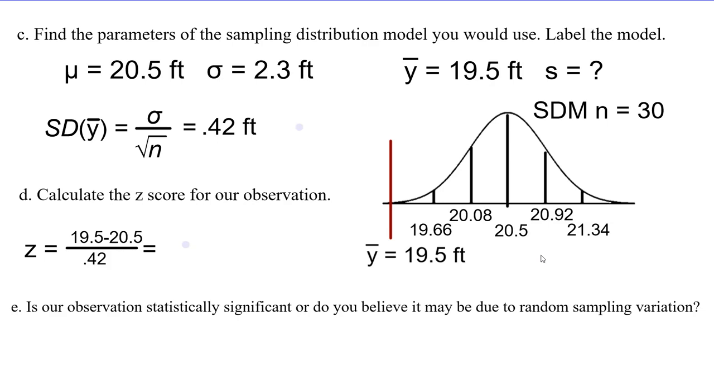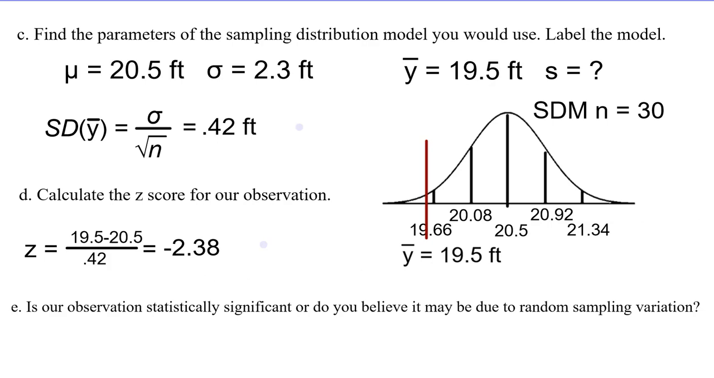Next thing we want to do is calculate the z-score for our observation. So where's 19.5? Well, it's going to be a little bit more than 2 standard deviations below the mean, which we would generally consider to be statistically significant and an unusual observation for a sample mean. So to find the actual z-score, we subtract the observation minus the mean, which is -1, divided by the standard deviation for our sampling distribution model, which is going to leave us with 2.38 standard deviations below the mean. So is our observation statistically significant, or would you believe that it may be due to random sample variation?